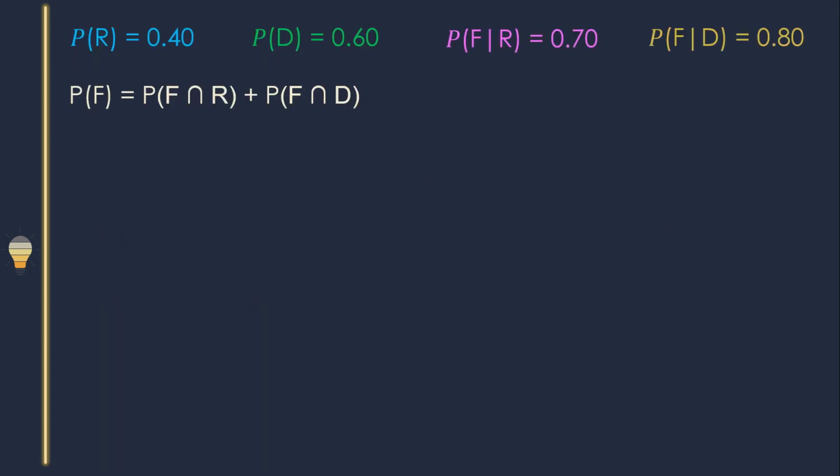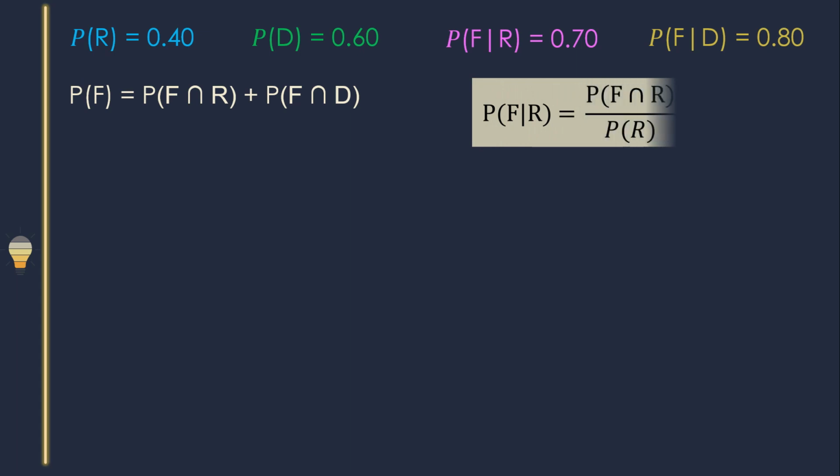Now what is the next? How do we find the probability of F intersection R and probability of F intersection D? Yes, now we can use the conditional probability formula because we have conditional probabilities. What is the conditional probability? Probability of F given R equal probability of F and R divided by probability of R. So then we can write probability of F and R equal probability of F given R times probability of R.